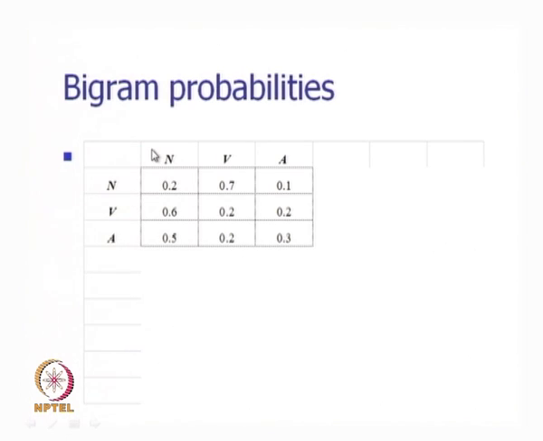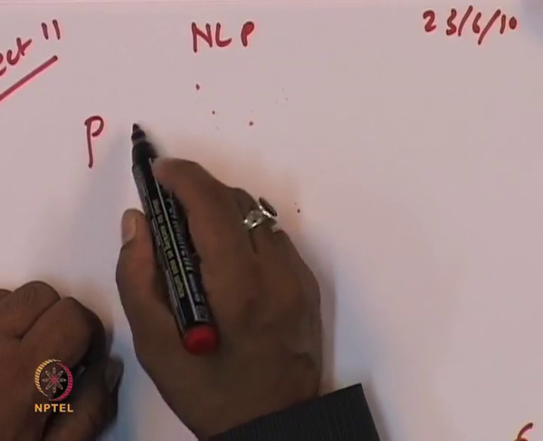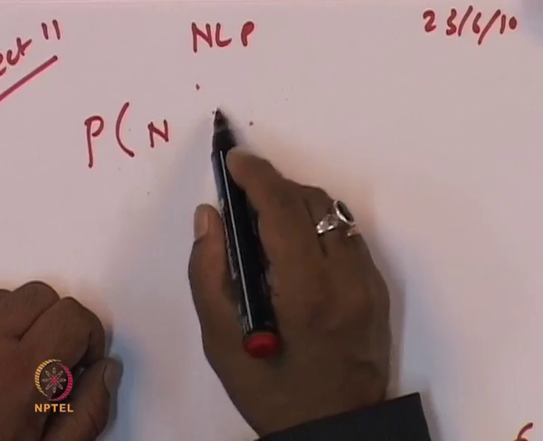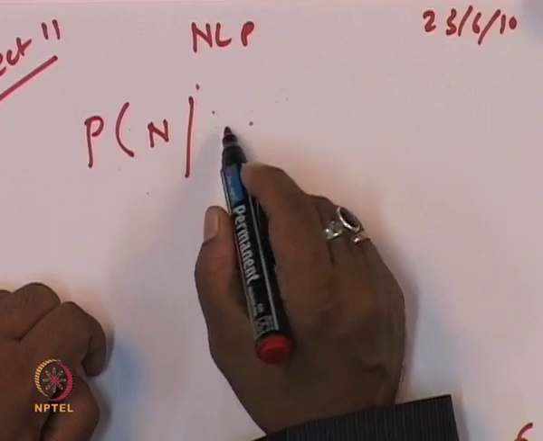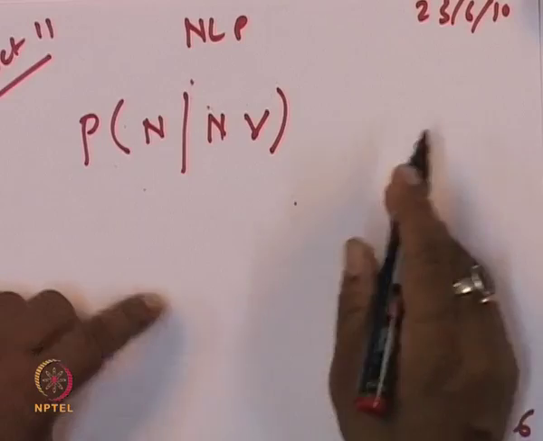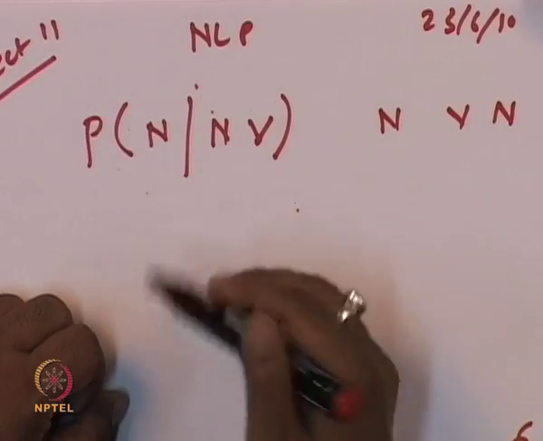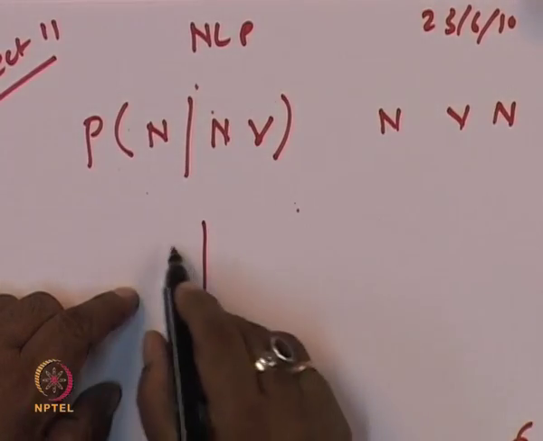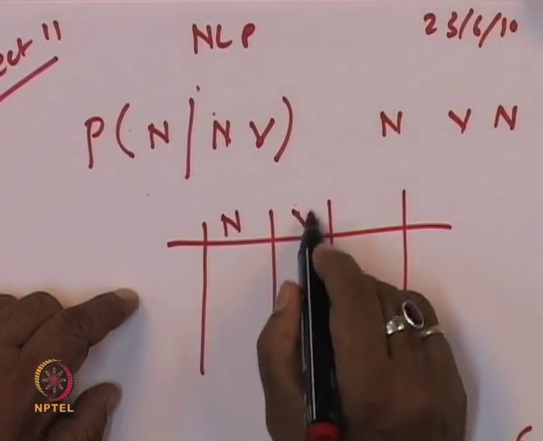Consider a trigram probability situation. Suppose we have P of a noun given that the previous two tags were noun and verb. So, the situation is N V N. When you have this kind of trigram situation, we again have a matrix of transition probabilities, with columns noun, verb, adjective.